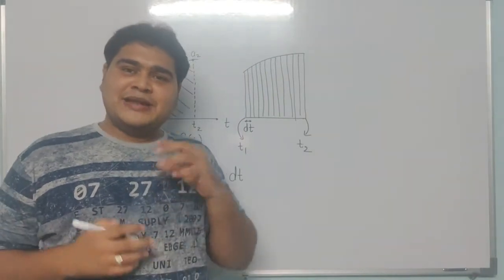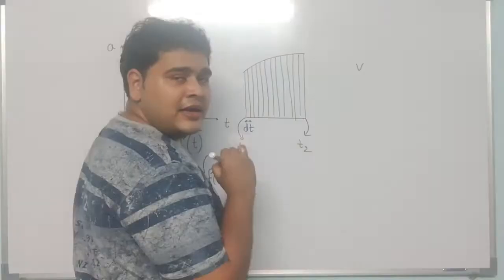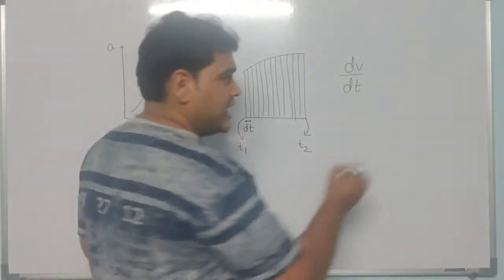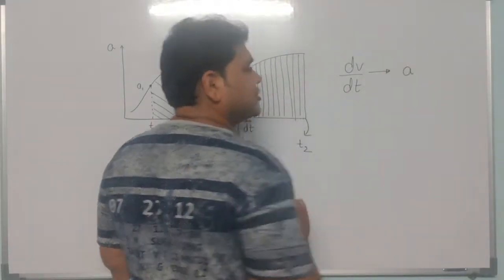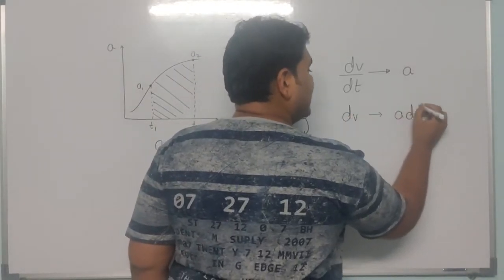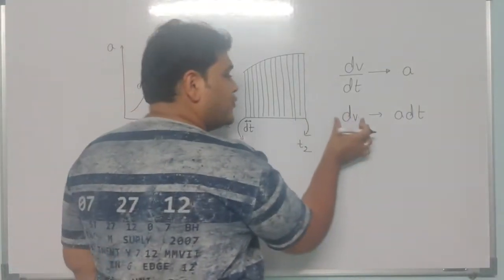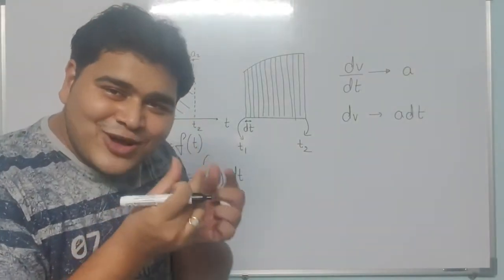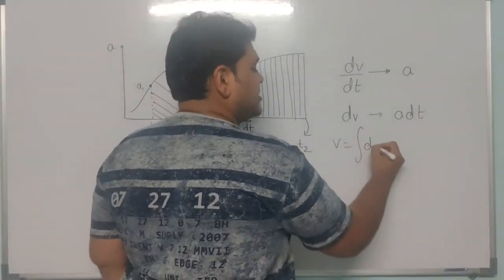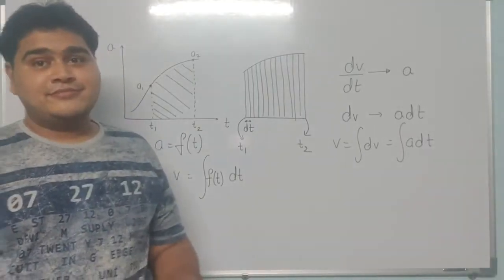So guys, the basic idea: if I have the velocity and I take the derivative of that velocity with respect to time, I get the acceleration. Similarly, if I want to find the velocity, I need to multiply by this time interval to find every small change in velocity and add it all up, which is the integration of dv, and so the integration of a dt.